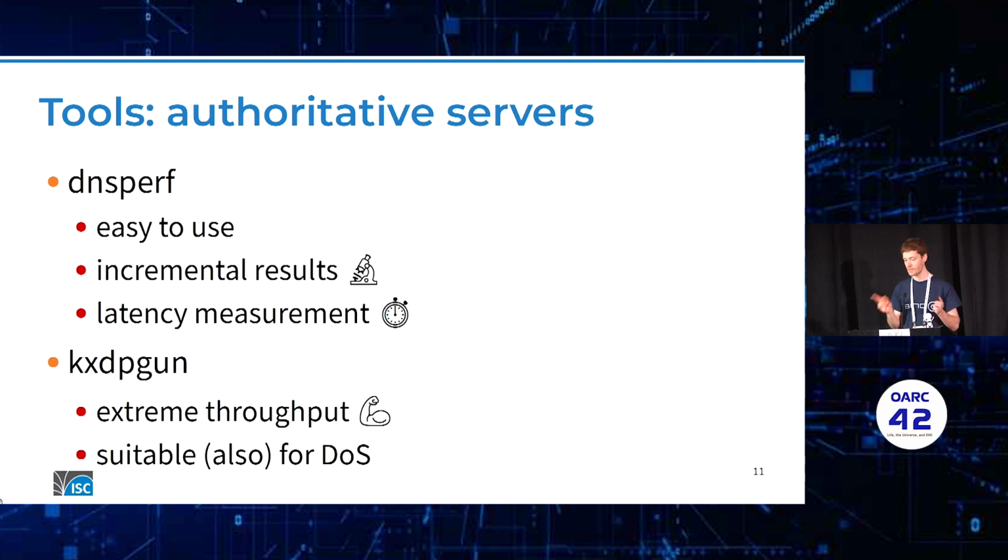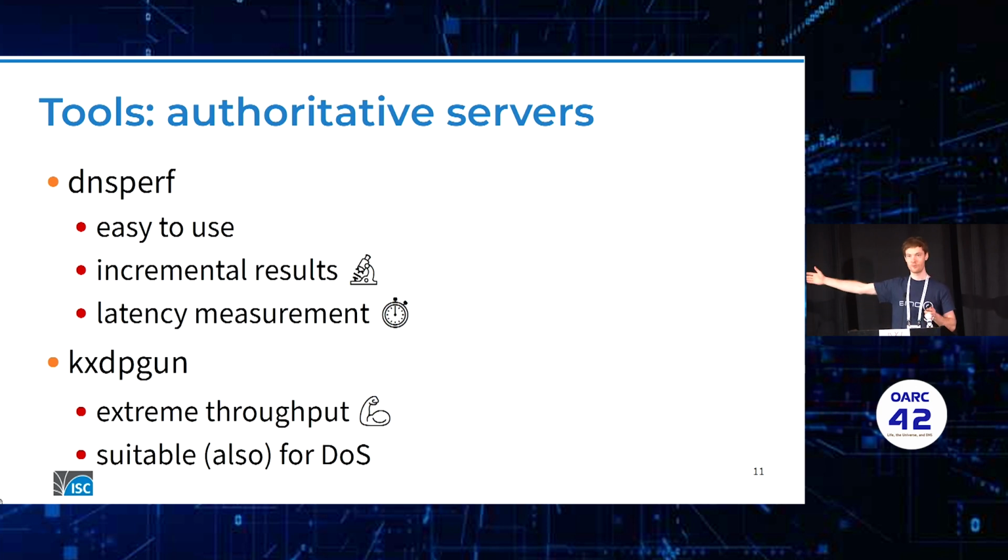Anyway, let's sum the table up for a specific use case. For authoritative servers, DNS-perf is super easy to use. If you've never done any benchmarking, it's an easy tool to use. It's maintained by DNS-OARC. It can provide incremental results, like partial results every second. It can give you detailed latency measurement. That's all nice and shiny, except that the tool is not really performant. So it might happen that you will hit the performance limit of DNS-perf itself and not the system under test.